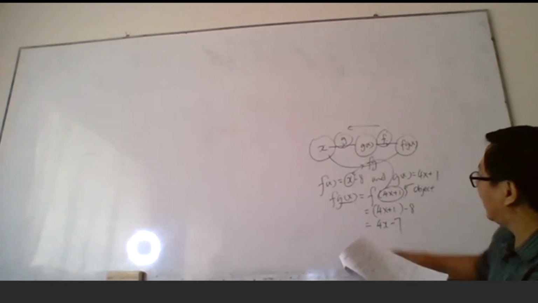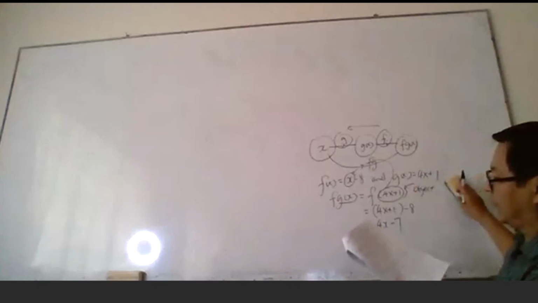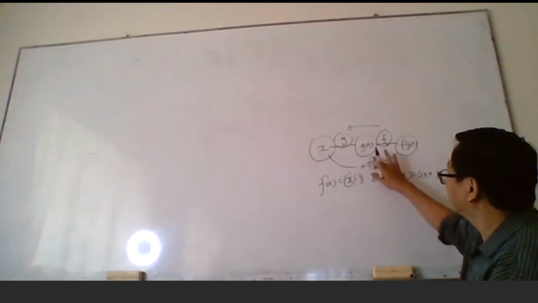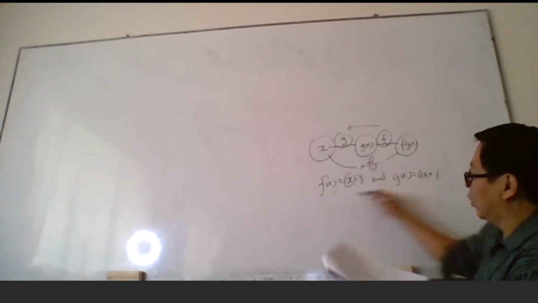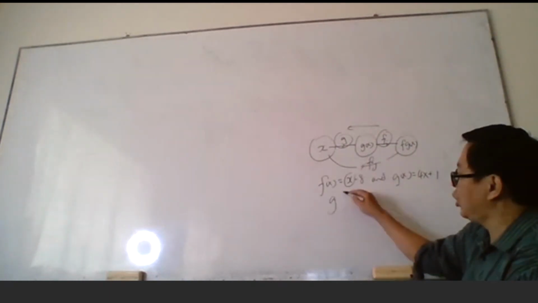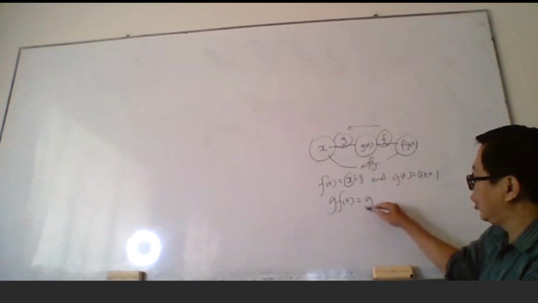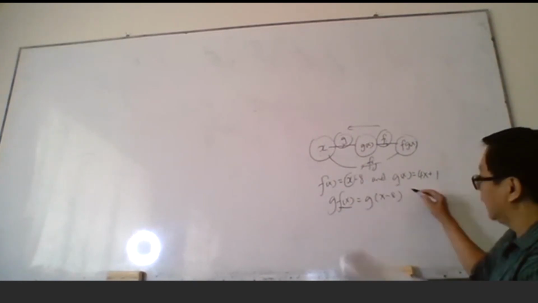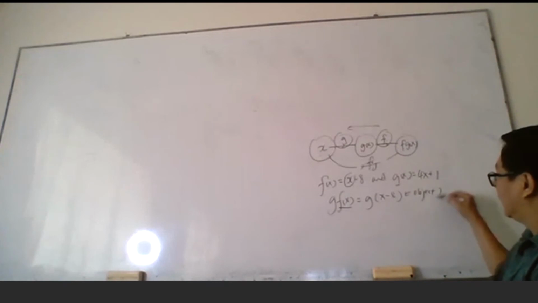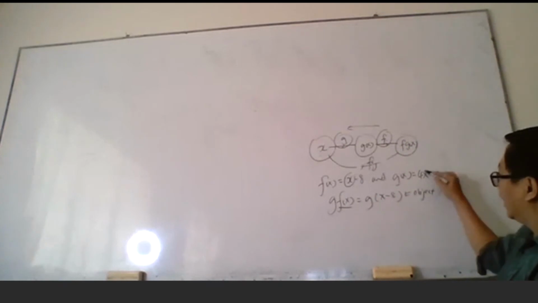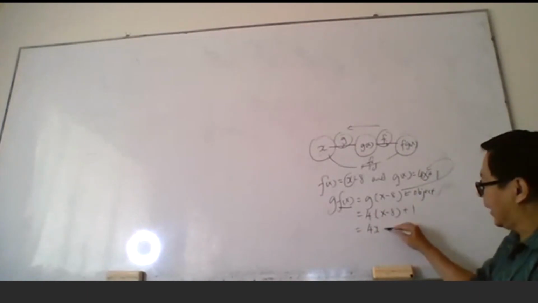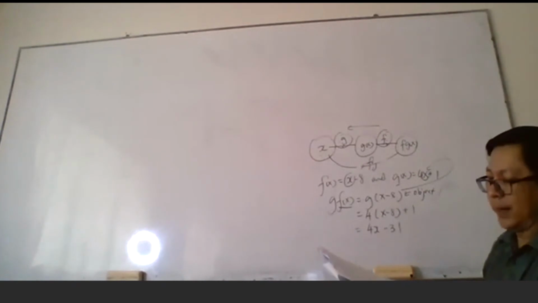Oh, sorry, I made a mistake, because this question is looking for gf rather than fg. So this question is looking for your gfx: g remains, fx will be x minus 8, and this object is going to be chucked into the g. It will be 4 times x minus 8 plus 1. So you get 4x minus 31.